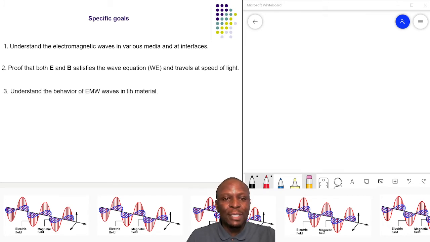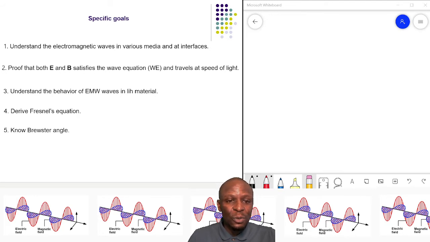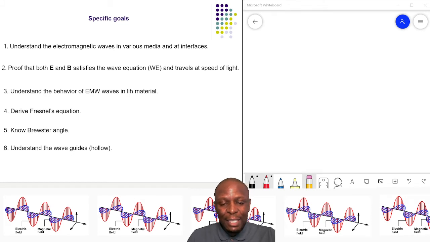And you will also understand the behavior of electromagnetic waves in linear isotropic homogeneous material, and you will also be able to derive Fresnel's equations, and you will also know the Brewster angle, and you will also be able to understand waveguides, particularly the hollow waveguides, and you'll be in the position to solve the problems on the above.